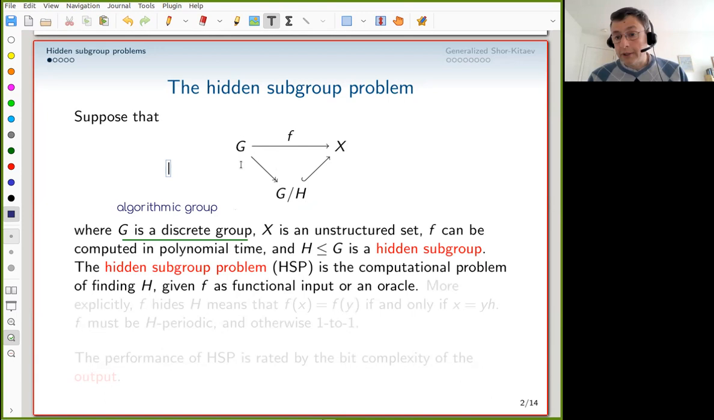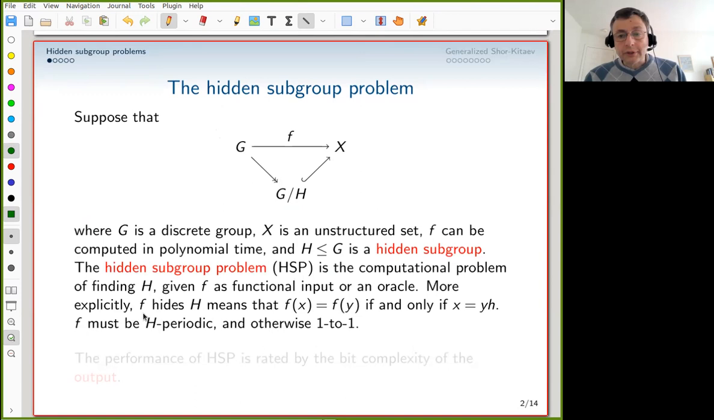So the hidden subgroup problem has functional input. It's H-periodic with respect to an unknown subgroup H, and this is also key: it's otherwise injective. You need both properties, H-periodic and otherwise injective. Then the hidden subgroup problem is the computational problem of finding H given f as functional input, as I said. More explicitly, to say that f hides H means that f(x) equals f(y) if and only if x and y differ by an element of the hidden subgroup.